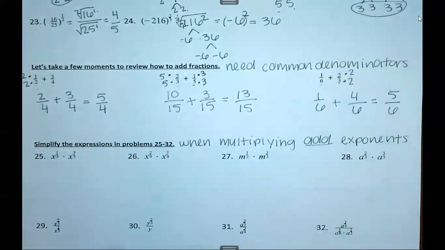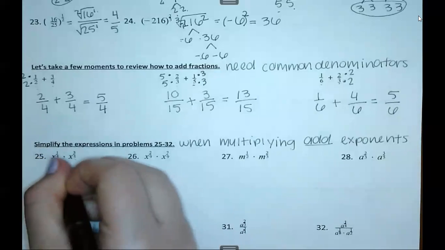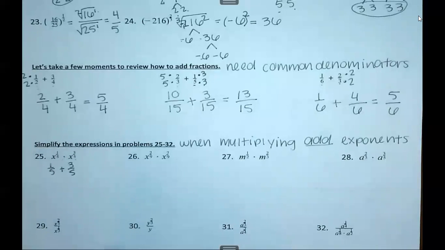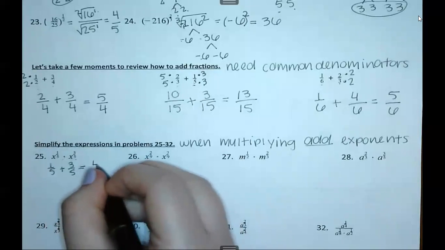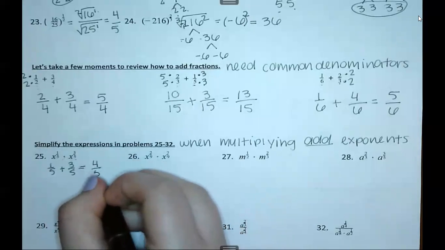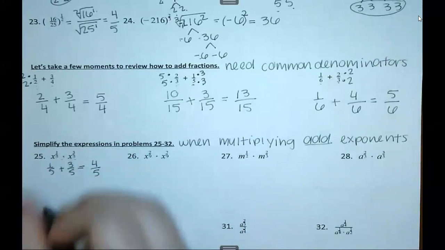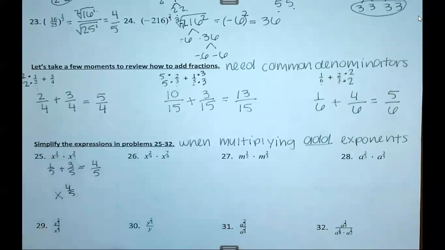Okay, so on number 25, I'm going to need to add these two fractions, 1/5 and 3/5, because we are multiplying. So 1/5 plus 3/5. Lucky for us, this already has a common denominator, so we just need to add the tops. So I would end up with 4 in the top over 5. So when I multiplied my bases and added my exponents, I ended up with x to the 4/5.